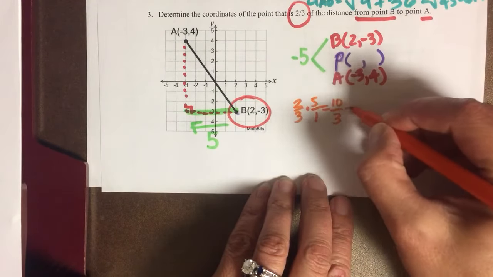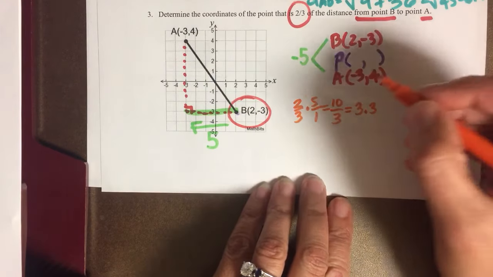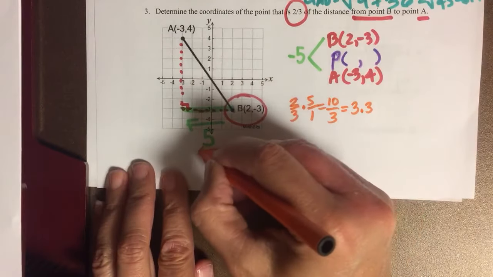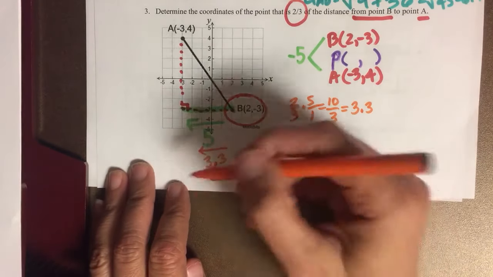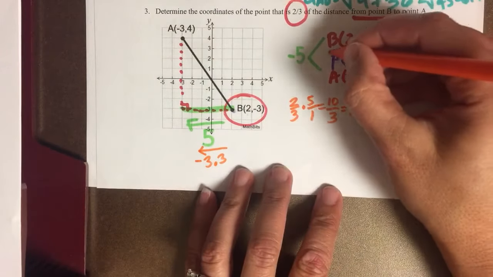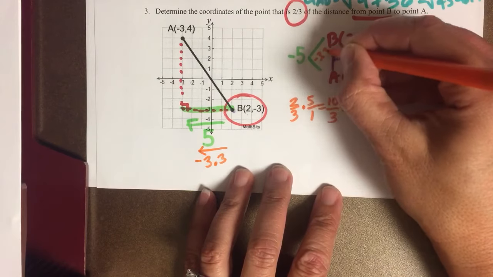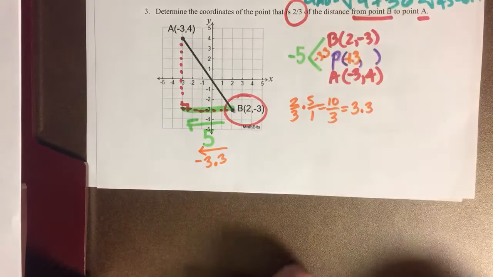I get 10 over 3, which is 3.3. So instead of going that way 5, I'm only going to go that way 3.3. So if I start at 2 and I go 3.3 that way, that means I'm going to subtract 3.3 instead of 5. I end up at -1.3. That's my x-coordinate.